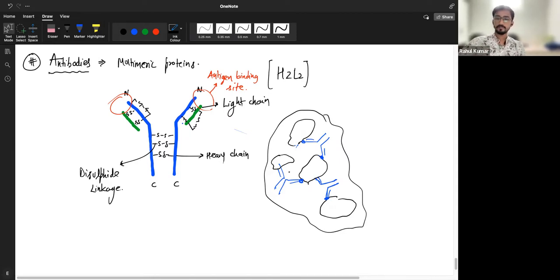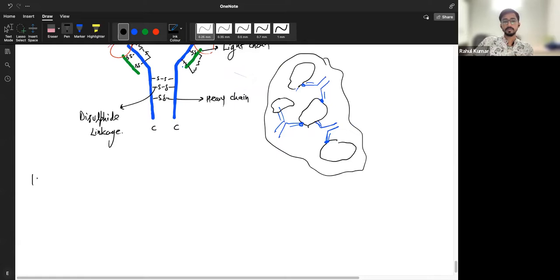Okay. Now in our body, there are different types of antibodies. Anyone knows? What are the different types of antibodies in the human immune system?